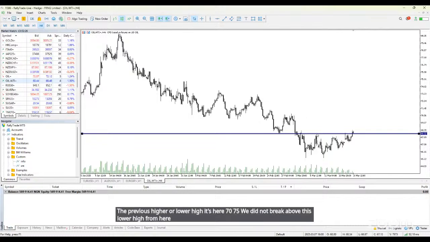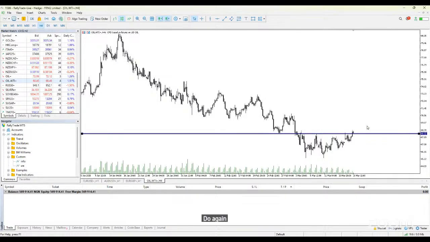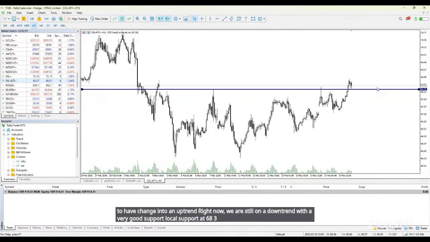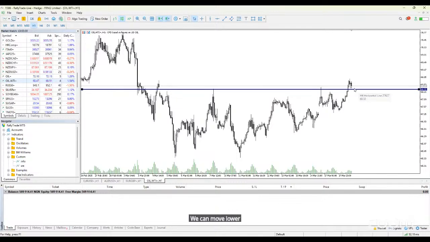We did break above this one, but I would rather say it's more like a sideways move and not a strong correction. I would take this lower high and wait for the price to break above, do again a higher low here around this area, then I could expect the trend to have changed into an uptrend. Right now, we are still in a downtrend with a very good local support at 68.33. We can move lower and we can see this level here very well, 68.32.